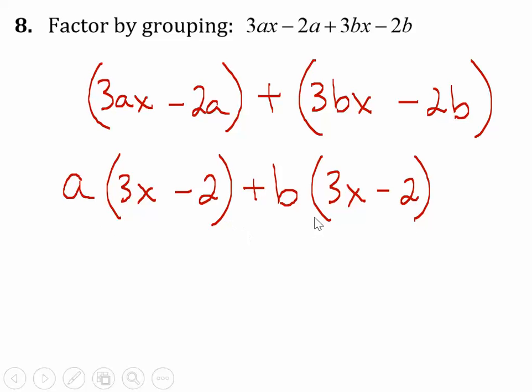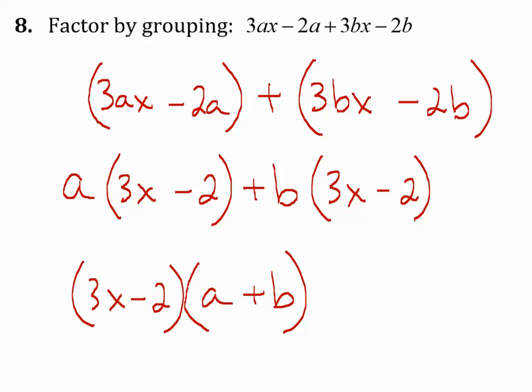Now you have that. In Math 63 we call it a binomial factor, which means it's a factor that has 2 terms in it already. So this binomial factor is the common factor, 3x minus 2. Leftovers a plus b, and I factored it down. Cool. Let me take a look at yours here.